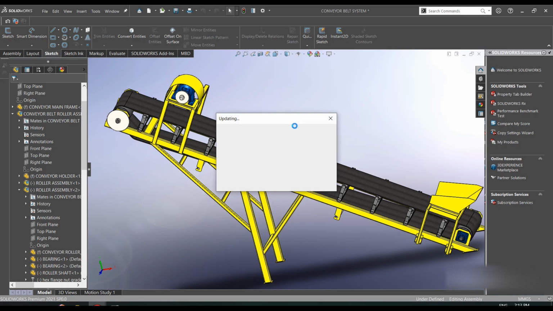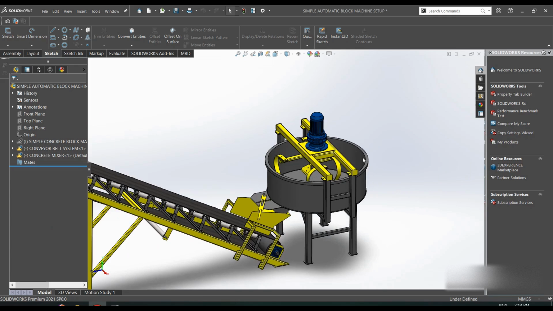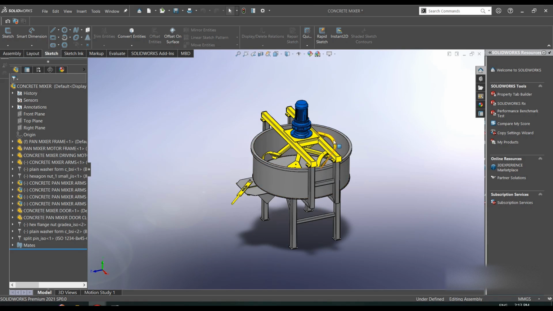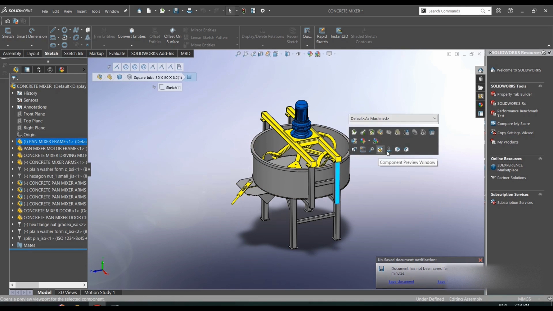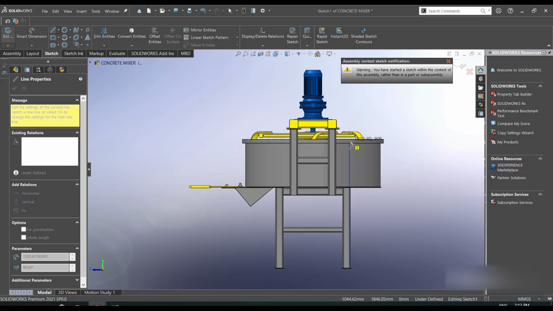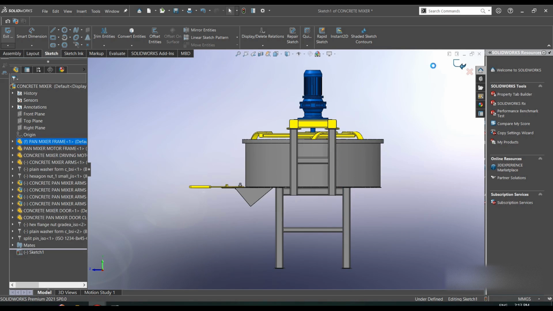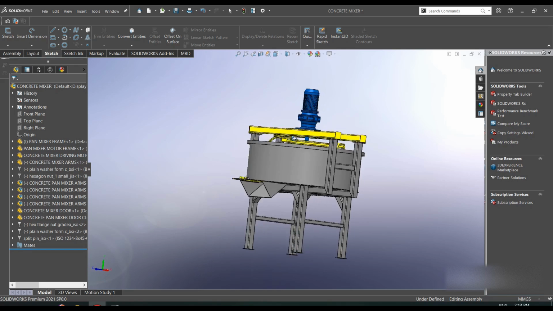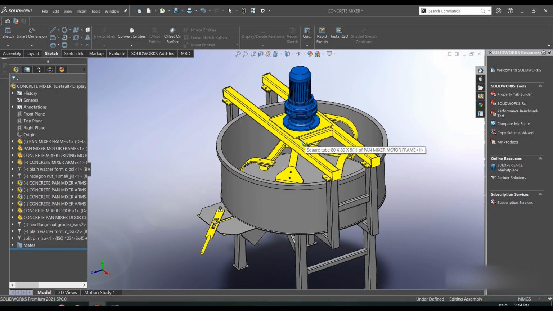We can have a look at the pan mixer now. The pan mixer is 0.6 cubic meters in volume, and the height is about 1 point something meters. I can check for that. So it's 1.3 to the bucket, and overall it's about 2 meters. So our mixer is a pan mixer. That's how they call it, a pan mixer.